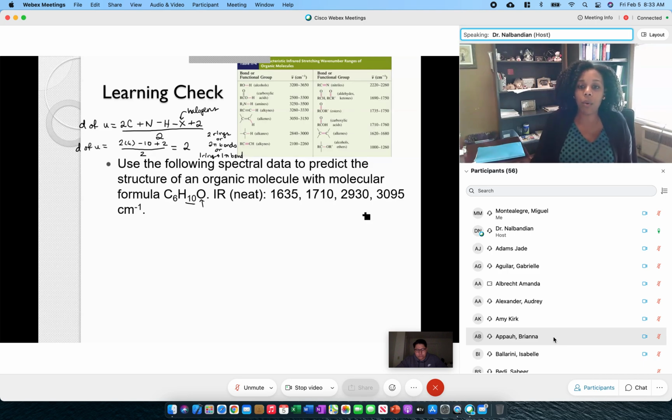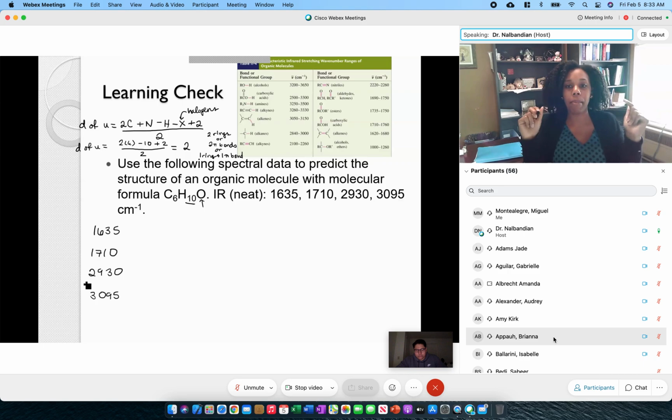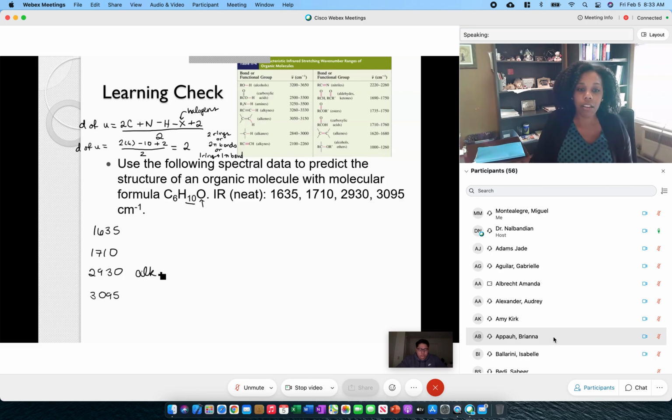So for the IR, we want to look at each number, and we're going to say what each number is. So 1635, we're going to say what functional group that corresponds to. 1710, 2930, 3095. So 2930, that's one that should just jump out, right? 2930, right below 3000, we said right below 3000, alkane. So we don't even really need to look that one up, right? We just should know some of these numbers just off the top of our head.